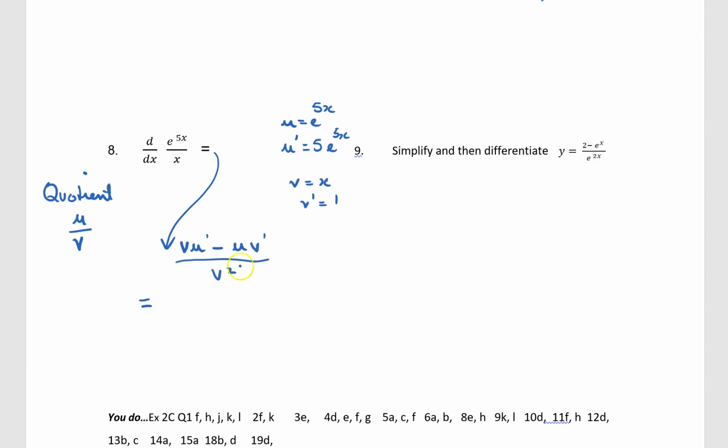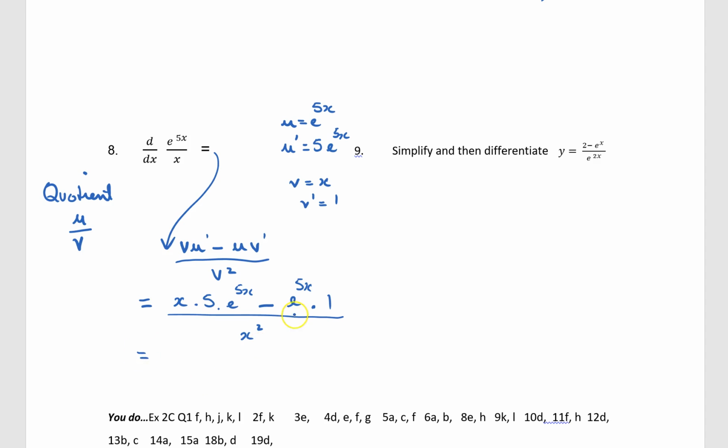So this doesn't take very much to write. It would take a matter of a few seconds, and it's written on the formula sheet for you anyway. So yes, please use it. What is v? v is x. u dash is 5e to the 5x. We're going to subtract u, which is e to the 5x, times v dash, which is 1, all over v squared, and v is x, so it's x squared.